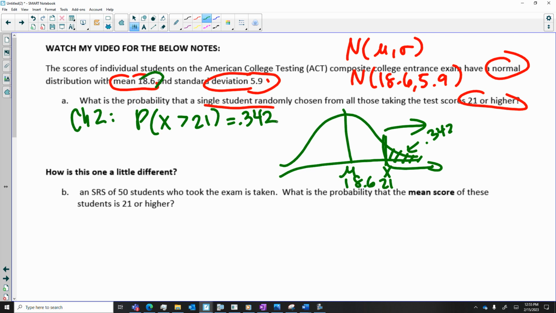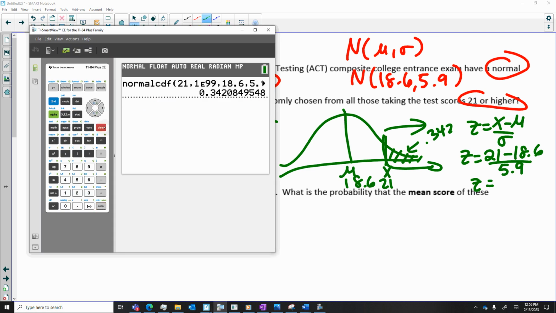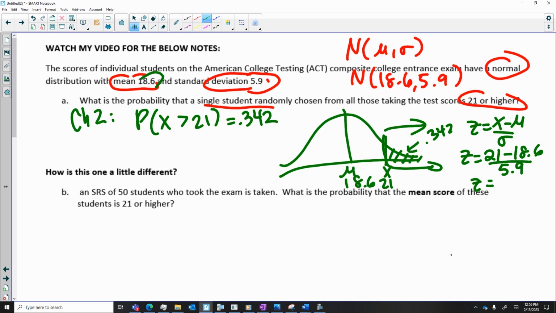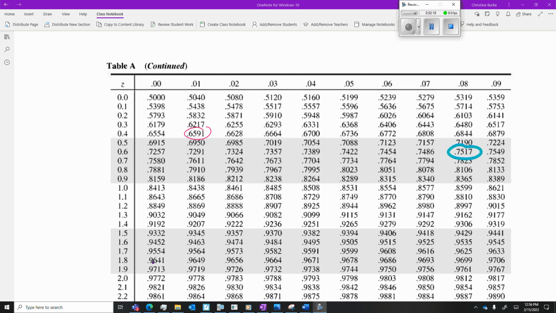Now I could also have done the z-score corresponding to 21. If I did it that way, I would do 21 minus 18.6 divided by the standard deviation 5.9. I would get my z-score, and then I would go to table A. So let me show you that. We get a z-score of 0.41. And then I'm going to go to my table A. If you look on table A at the z-score of 0.41, you get 0.6591.